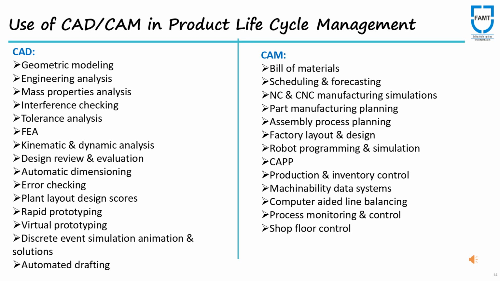As far as CAM is concerned, bill of material can be prepared, scheduling and forecasting can be done, NC manufacturing simulations can be done. Then part manufacturing planning is done, assembly process planning, factory layout and designing. Robots, if they are there on the shop floor, can be programmed and simulated. Computer aided process planning, that is CAPP, again comes under the umbrella of CAM. Production and inventory control is managed by CAM software. Machinability data systems and data analysis can be done. Then computer-aided line balancing is done, process monitoring and control also comes under CAM, and even the shop floor is entirely controlled by CAM software.